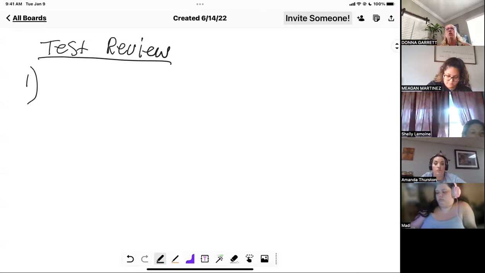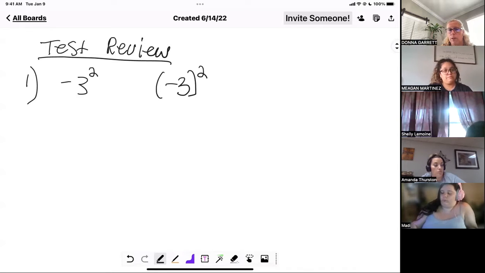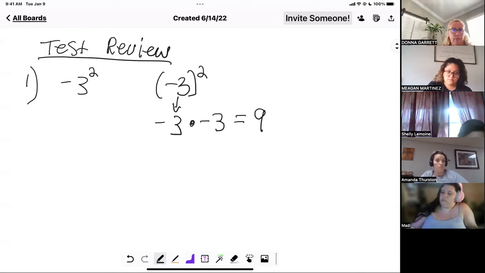Okay, so make sure you know the difference between (-3) squared and -3 squared. They are different answers. So let's talk about what they are. I'll start with this one. (-3) squared says -3 multiplied 2 times. Agree? It's -3 times -3. But the other one is not 9.